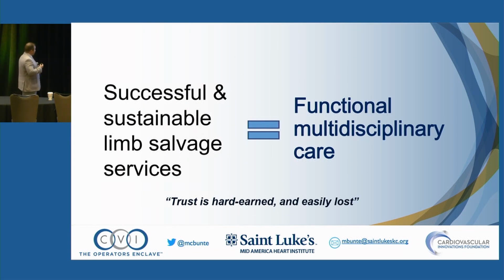And I think successful and sustainable limb salvage services is functional multidisciplinary care, and we have a unique center where I co-direct our vascular center with a vascular surgeon. We have 4 vascular surgeons in our program, 2 interventional cardiologists and 2 interventional radiologists, and we all see patients in our same clinic, and that's really been wonderful for all of us to get better. But trust is really hard earned, and it doesn't happen overnight. It's easily lost. It's something you have to constantly work at, but it is so worth it.